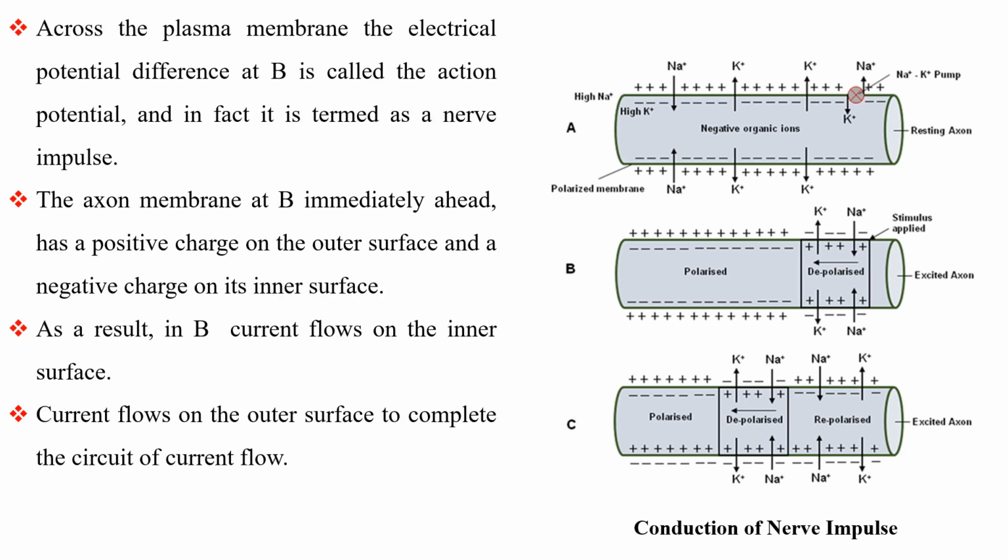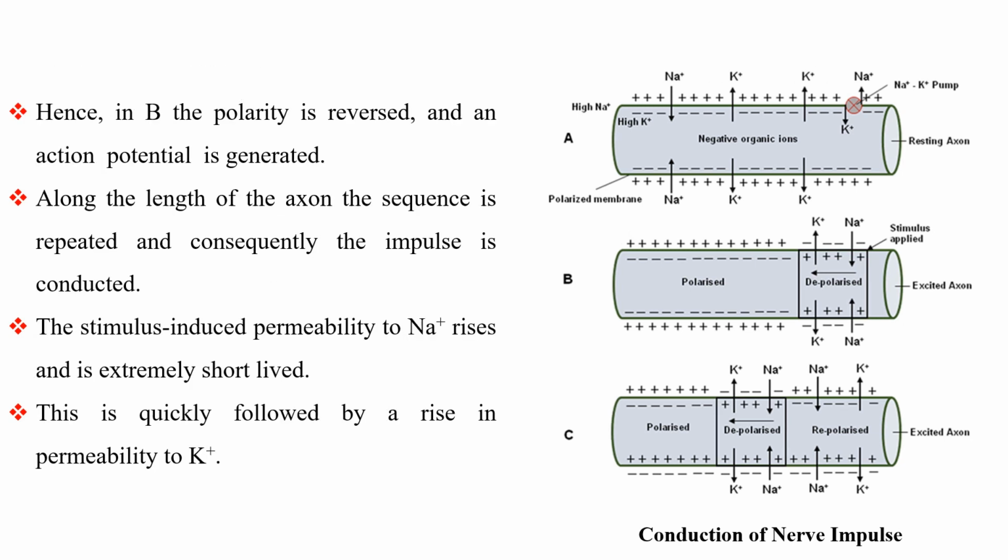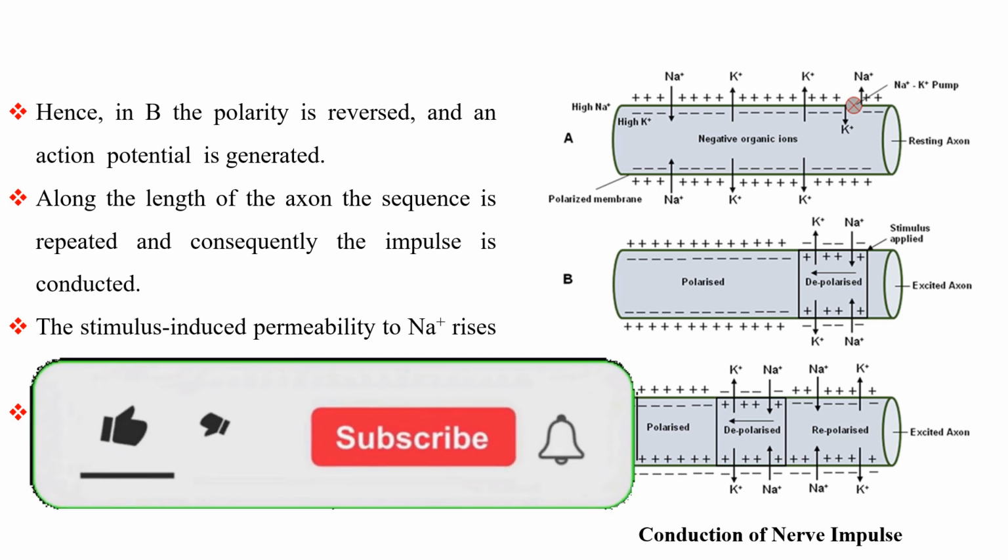Across the plasma membrane, the electrical potential difference at B is called the action potential and in fact it is termed as a nerve impulse. The axon membrane immediately ahead of B has a positive charge on the outer surface and a negative charge on its inner surface. As a result, at B, current flows on the inner surface. Current flows on the outer surface to complete the circuit of current flow. Hence, at B, the polarity is reversed and an action potential is generated. Along the length of the axon, the sequence is repeated and consequently the impulse is conducted.